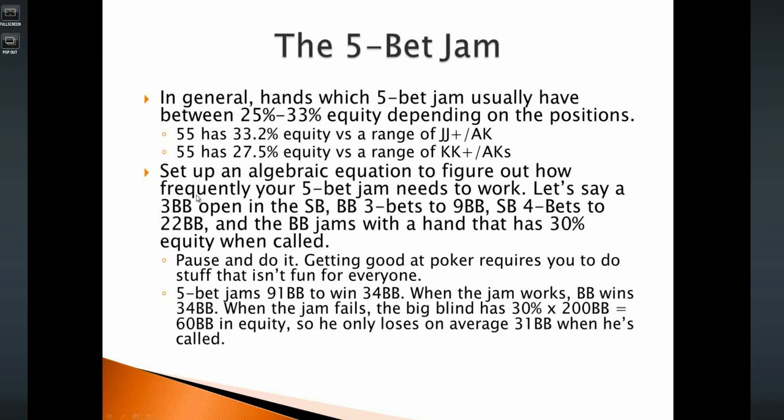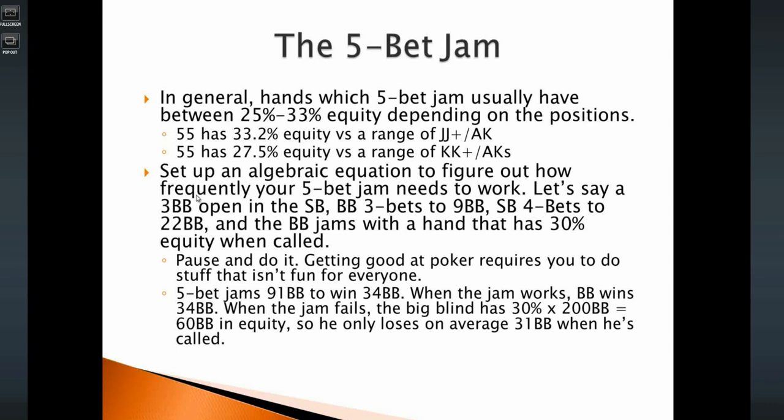Okay. So the 5-bet jam is 91 big blinds to win 34 big blinds. When the jam works, the big blind wins 34 big blind because that's all the dead money in the pot. When the jam fails, the big blind has 30% times 200 BB equals 60 big blind in equity, so he only loses on average 31 big blind when he's called. So that's kind of the key step here.